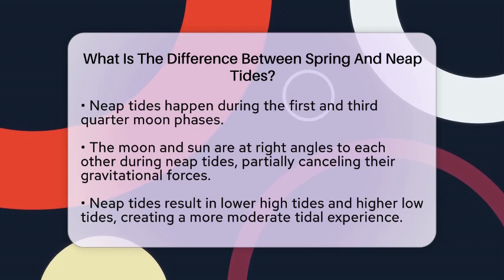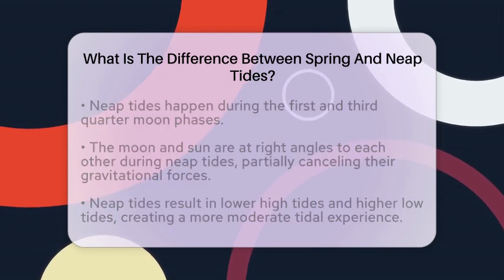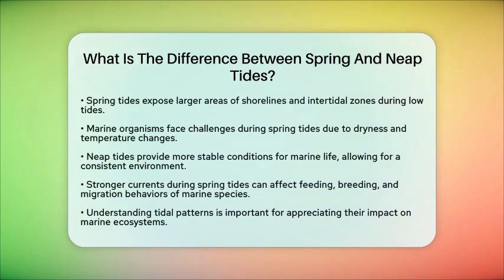Additionally, the stronger currents and greater water movement during spring tides can influence the feeding, breeding, and migration behaviors of various marine species. Animals that rely on these tidal patterns for their life cycles must adapt to the changing conditions brought about by spring and neap tides.